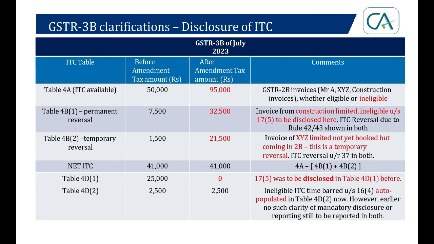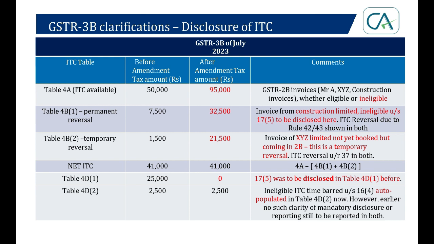Why are we to make so many disclosures in so much detail? I'll explain the reason, but let's come to the reversal. Now we know that there is an element of ineligible credit, block credit, or goods in transit in our table 4A. So we cannot just leave it like that, because 4C has to contain only the element of your eligible credit, because 4C will directly impact your electronic credit ledger.